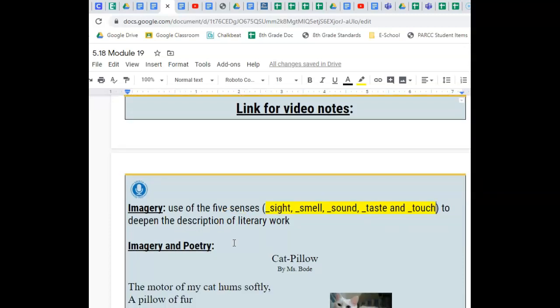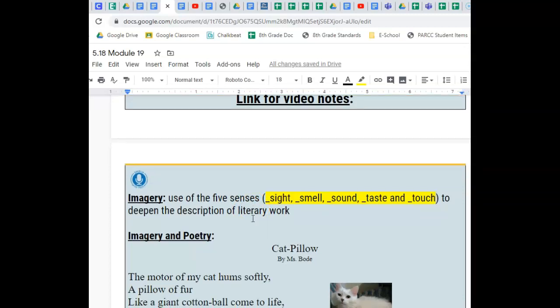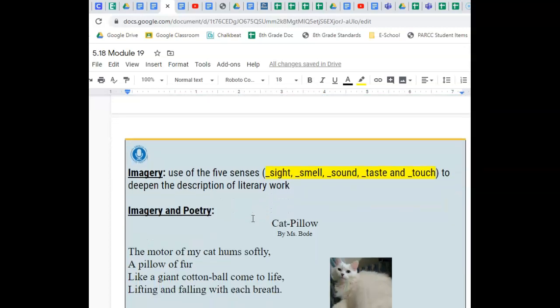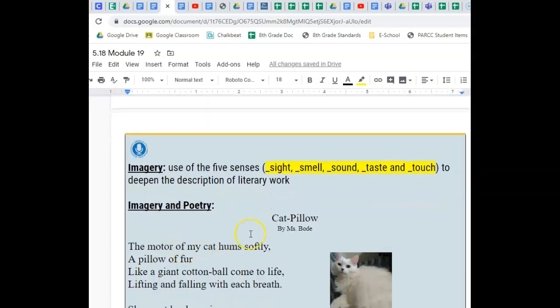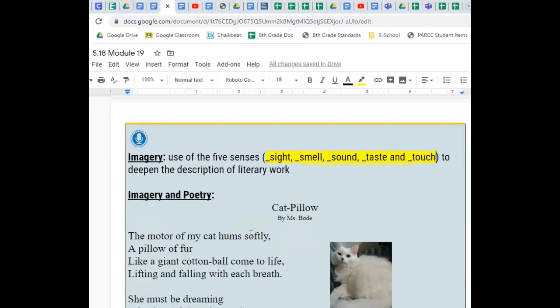So that being said, all of these appear throughout literature. They might not always be in all pieces of work, and we're going to look at that below. Specifically, when we look at this poem, "Cat Pillow," and this was written by Miss Bode.